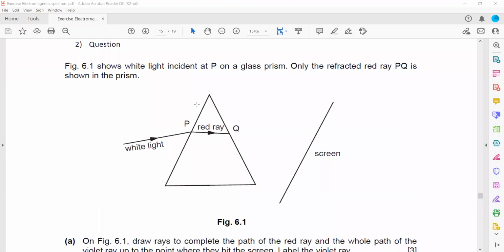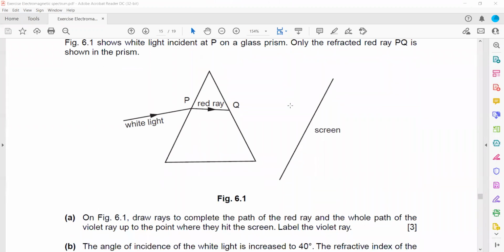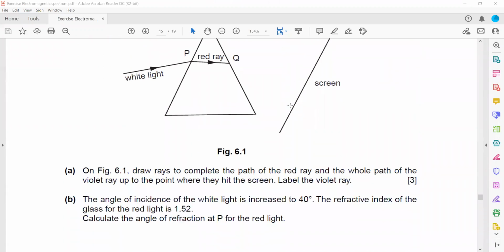Question 2, figure 6.1 shows a white light at P. Red light is shown. On the figure, draw a complete path for the red. So for red, we have to complete a path, so it will bend away. And then the whole path for the violet. We want to draw, violet will bend the most. So this will be the path which is taken by the violet.